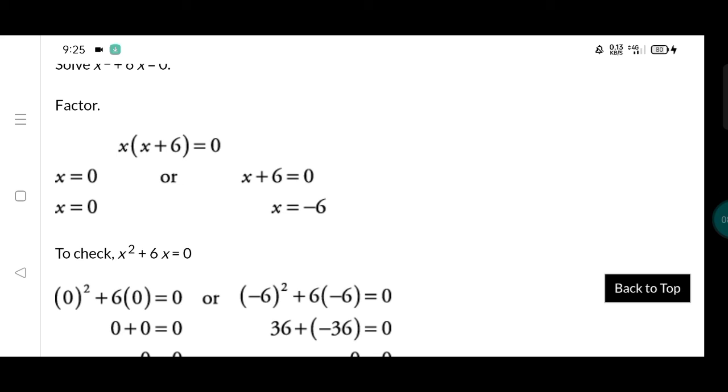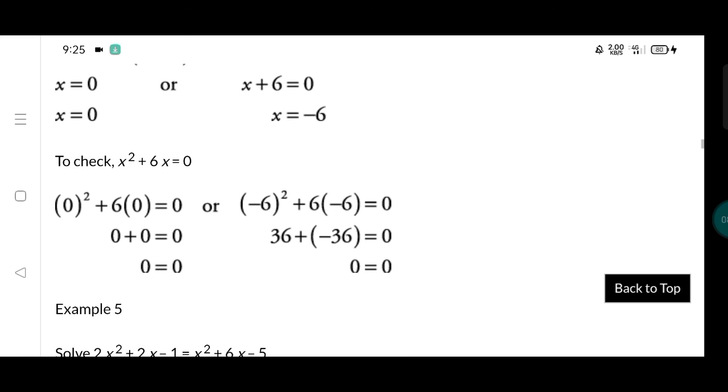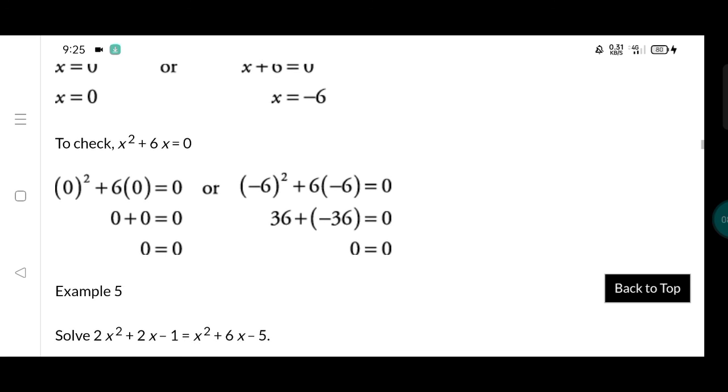To check, let's substitute x for 0. 0 squared plus 6 times 0 is equal to 0. 0 squared is equal to 0, then 6 times 0 is equal to 0. So 0 plus 0 is equal to 0. So the value of x as 0 satisfies the equation. And then the second value for x is -6.